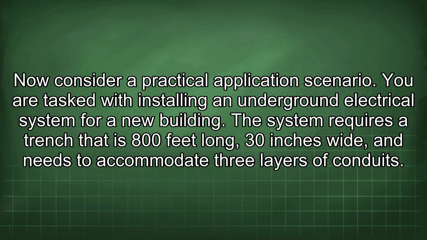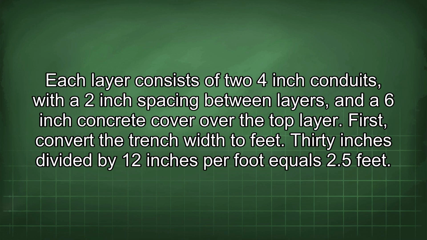Now consider a practical application scenario. You are tasked with installing an underground electrical system for a new building. The system requires a trench that is 800 feet long, 30 inches wide, and needs to accommodate 3 layers of conduits. Each layer consists of 2 4-inch conduits, with a 2-inch spacing between layers, and a 6-inch concrete cover over the top layer. First, convert the trench width to feet.